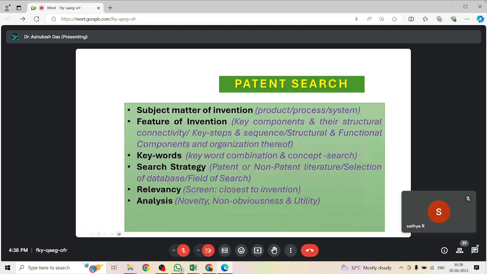Now I'll come to patent search. So what is search first? First you have to search whether it is a product or process or system. System is both of them together. And so you have to search with respect to that.